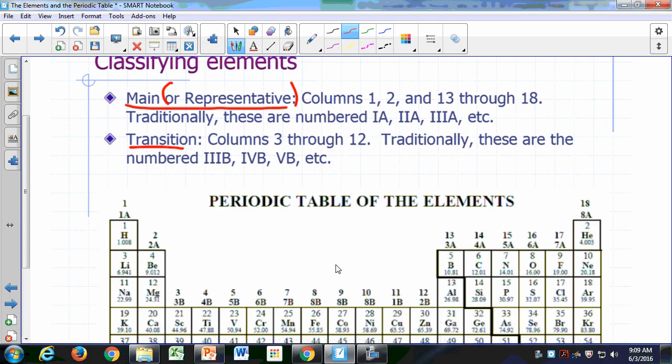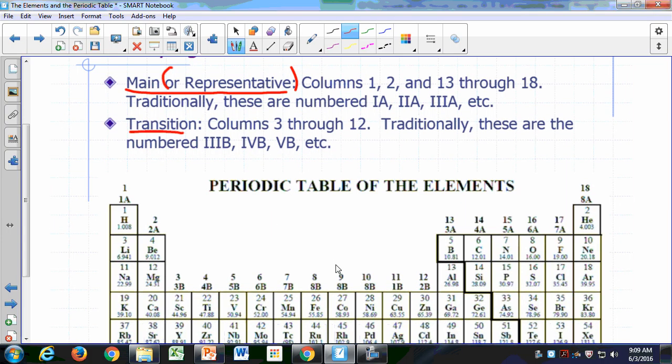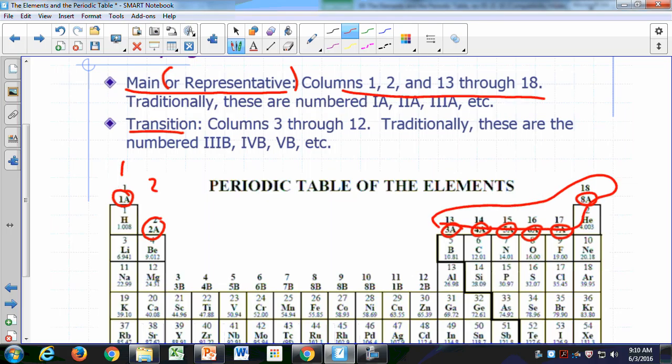The main or representative elements are in the columns that are labeled with the A after the number. So 1A, 2A, 3A, 4A, 5A, 6A, 7A, 8A. So that's actually columns 1, 2, and 13 through 18 in your periodic table. Those are the A groups, the main groups. In some periodic tables, you may see them labeled using a Roman numeral. So this is 1A, this is Roman numeral 2A, and this is Roman numeral 3A, and so on.